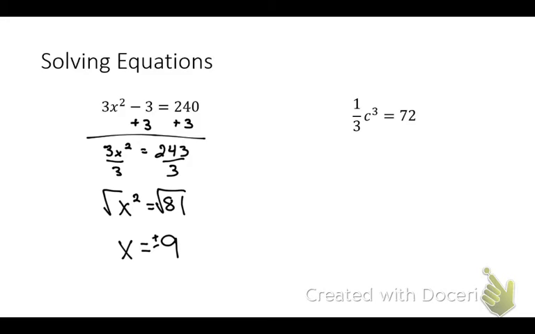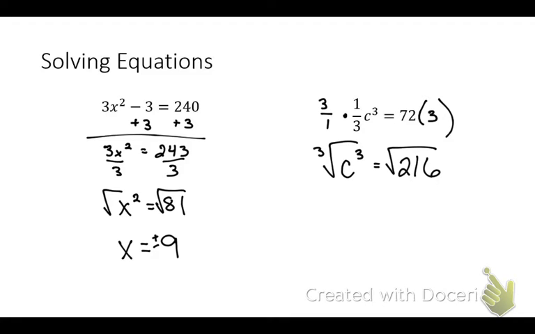What do I do on the last equation? Multiply both sides by 3. C to the third equals 216. And I take the cubed root to get C by itself. And C equals only 6, because when it's cubed root, if I tried to do negative 6 3 times, it does not equal positive 216. So it's only positive negative when I'm taking the square root, okay?